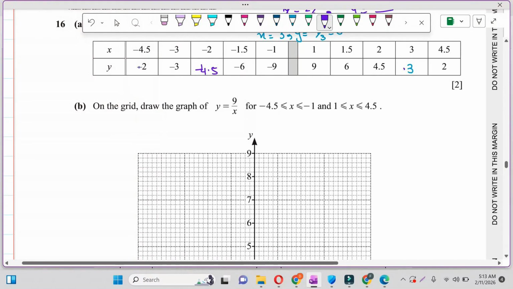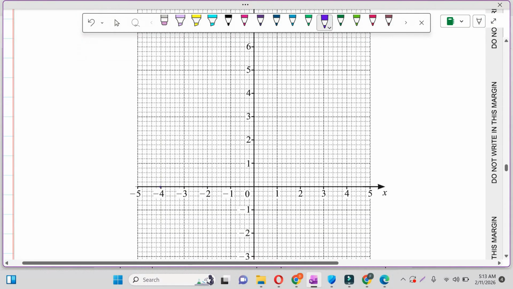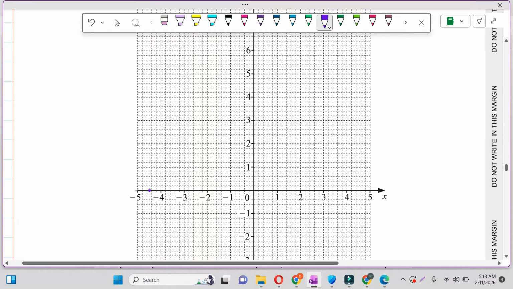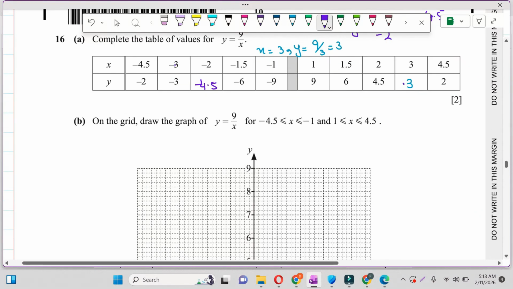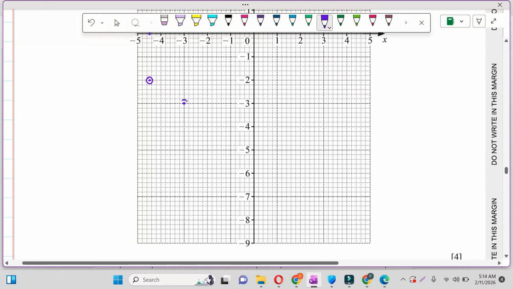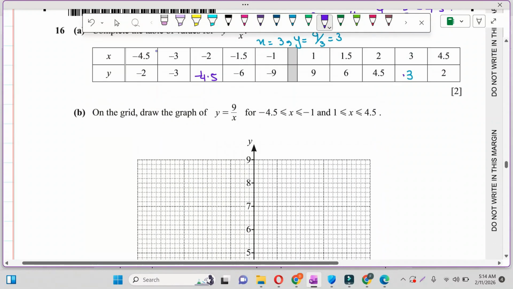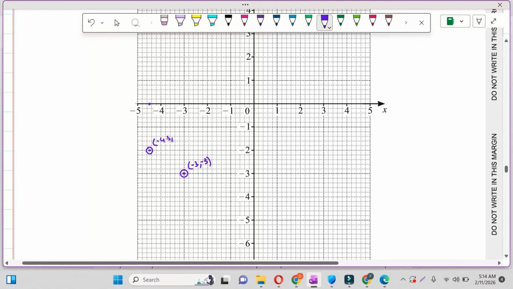For example, we have the y coordinate negative 2 when the x coordinate is negative 4.5. So this one is negative 4.5, and when the x coordinate is negative 4.5, we have the y coordinate negative 2. So this one is negative 2. This is the first point. Now, when the x coordinate is negative 3, the y coordinate is negative 3. So this one is negative 3 comma negative 3, and this one is negative 4.5 comma negative 2.